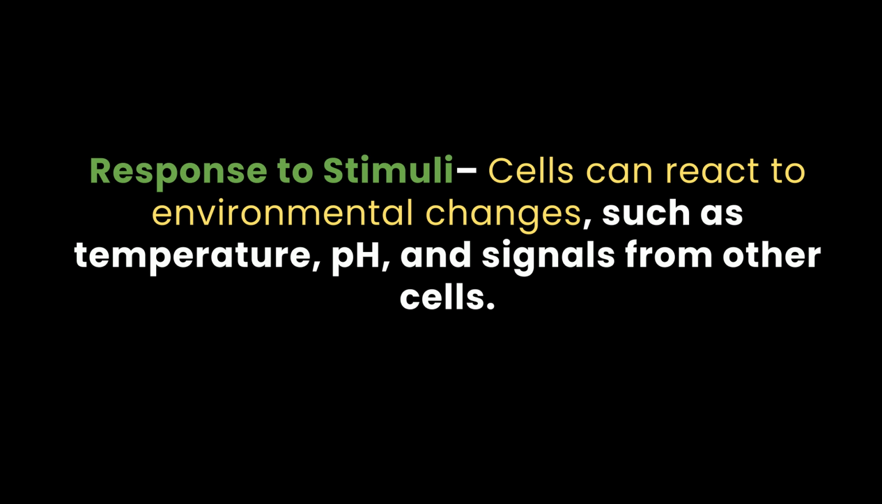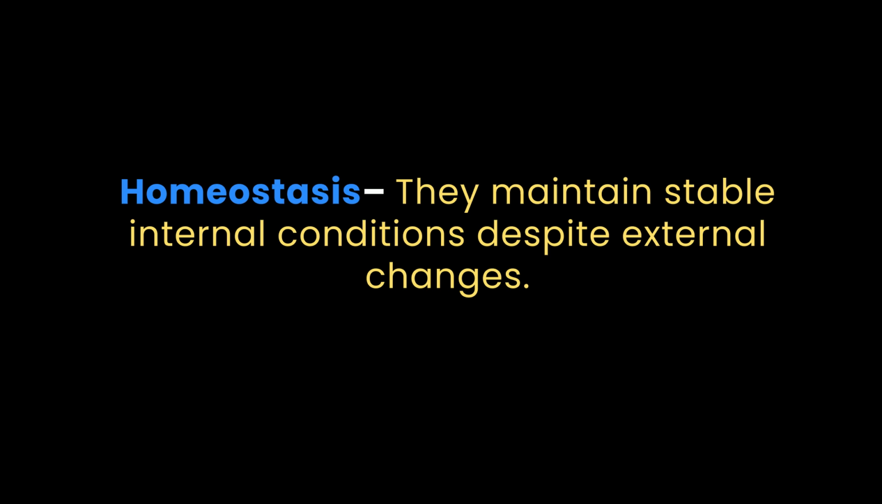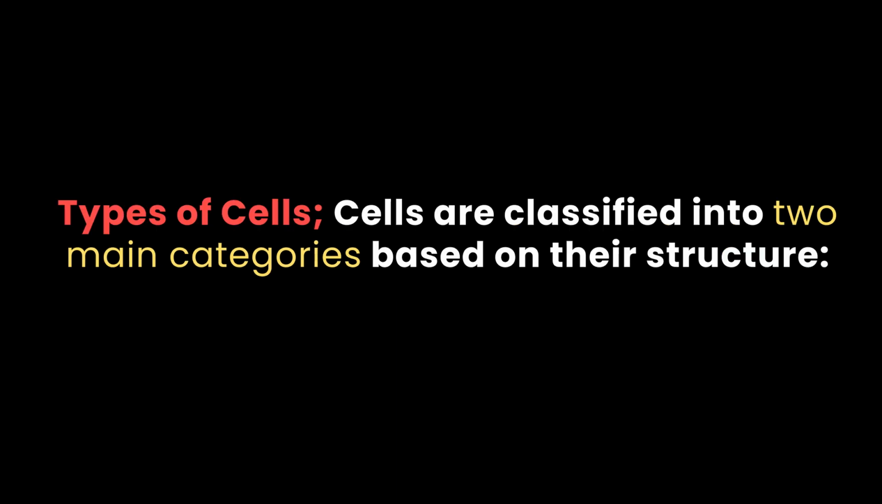Response to stimuli. Cells can react to environmental changes, such as temperature, pH, and signals from other cells. Homeostasis. They maintain stable internal conditions despite external changes. Types of cells. Cells are classified into two main categories based on their structure.